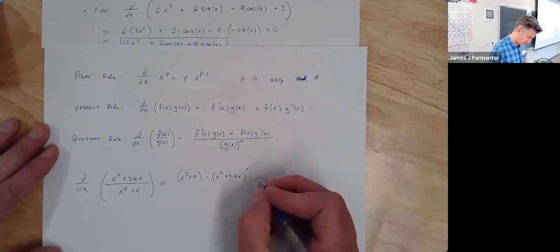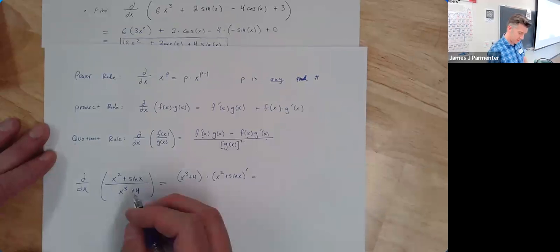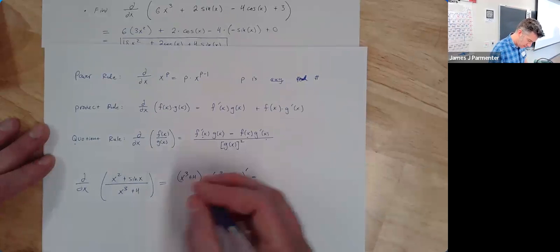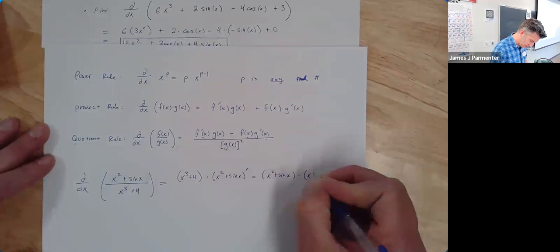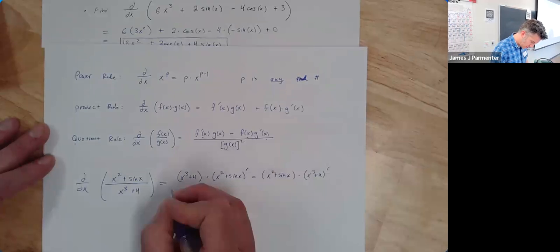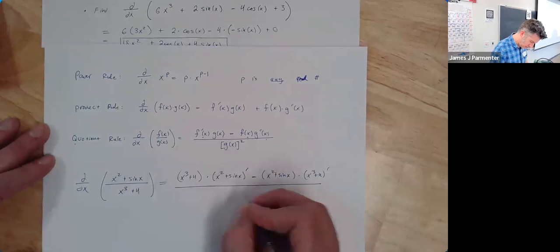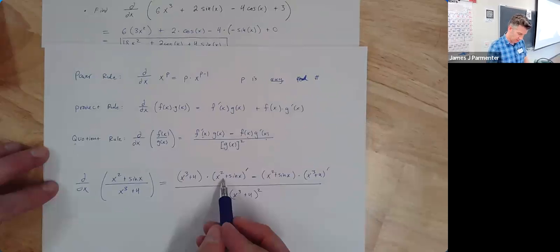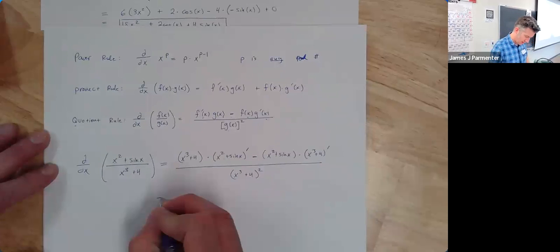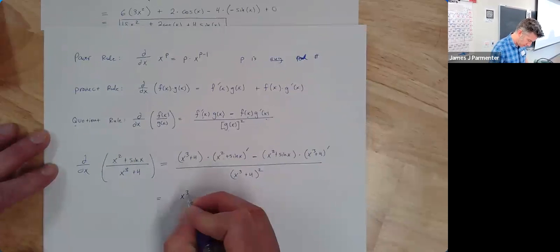Minus the bottom, I mean, bottom times the derivative of the top, minus the top times the derivative of the bottom: x squared plus sine of x times the derivative of x cubed plus 4x, all divided by the denominator squared. Now we can't just leave it like that because we haven't actually taken the derivatives of those things. So we're going to do another writing of this, and we're going to have x cubed plus 4x.